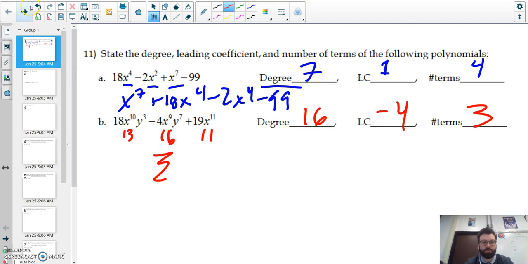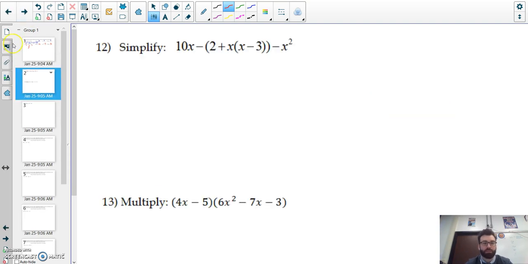It's exciting stuff. Let's keep going. Why not? Number 12. Okay, number 12, we're simplifying.